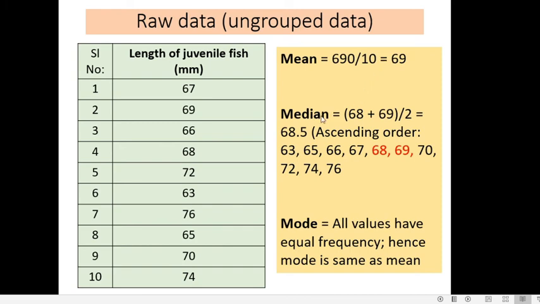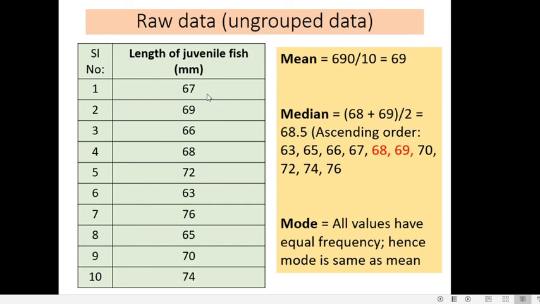Median will be the middle value. First we have to arrange them in ascending order. Since there are 10 observations, there will be no single middle value. There will be 2 middle values, that is 68 and 69. So what we do is take both the values and calculate their mean, and that is the median. When we arrange the 10 values in ascending order, 68 and 69 come in the middle, so we take their mean, and that will be the median.